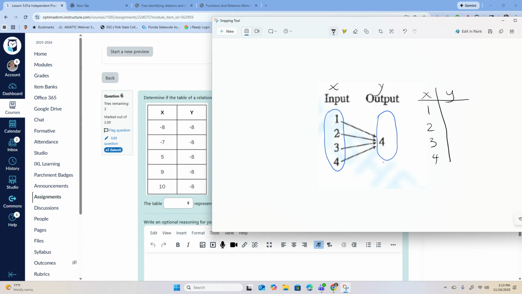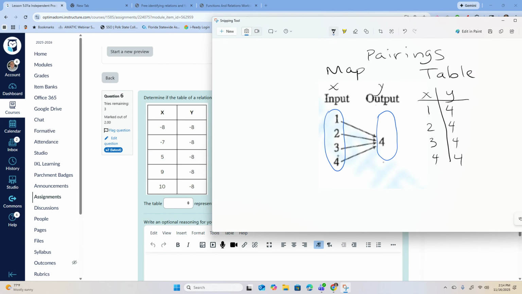And each of these numbers in the input group, or x group, is matched with 4. So 1 is matched with 4. 2 is matched with 4. How do I know they're matched? Because of the lines connecting them. For example, 1 is connected with 4, 2 is also connected with 4, 3 is also connected with 4, 4 is connected also with 4. See, I made this map into a table. Basically, this is one way to show a pairing. I'm making pairs.